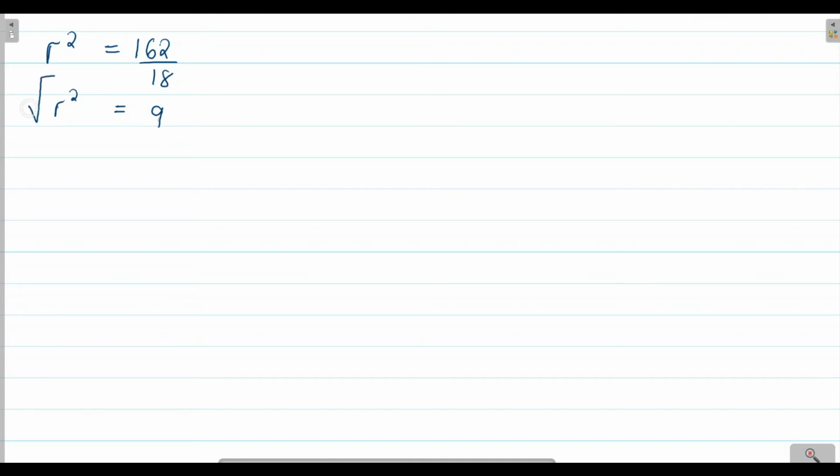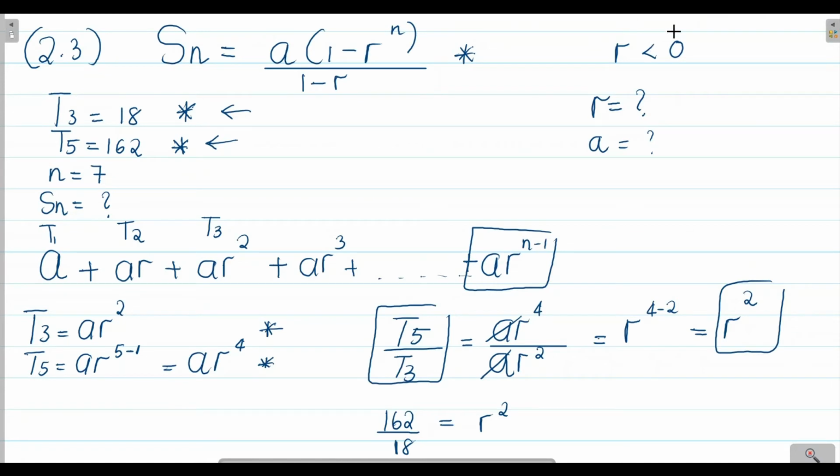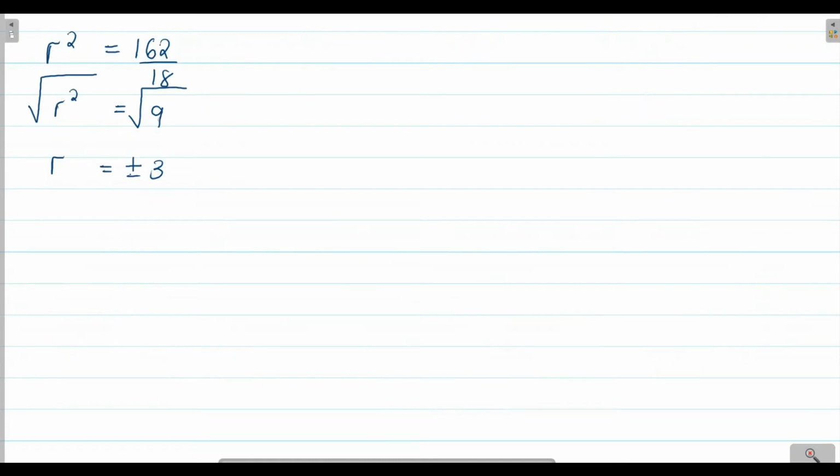And then if you just square root both sides to isolate that R, you'll find that your R is plus or minus 3. We found the value of R. But guys, remember, we are told that the value of your R is less than 0. That means that from the values of R that you've just calculated, we need to take the R that is less than 0. So your R is equal to -3. So we found our R.